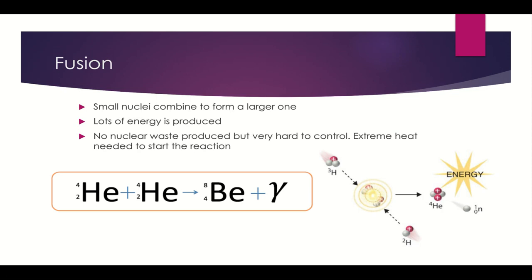And there's no nuclear waste produced, but this is very, very hard to control, and you need extreme heat to start this reaction. Where do you see fusion? You see fusion on the sun. That's what powers the sun. On Earth, we do have fusion bombs. They're called H bombs, hydrogen bombs. And fusion reactors are starting to be developed, but really are not controllable quite yet.